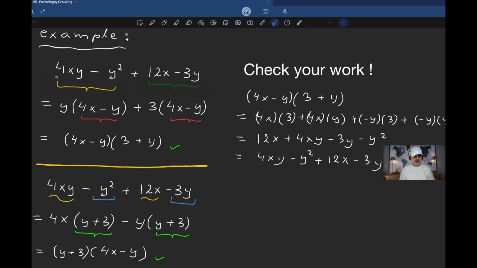So when you combine 4xy and negative y squared, the only common factor will be y, right? When you combine 12x minus 3y into a second group, the only common factor will be number 3. So by factoring each group, we have 4x minus y left inside, and then the same 4x minus y binomial happens to appear with the second group when we did complete factoring.